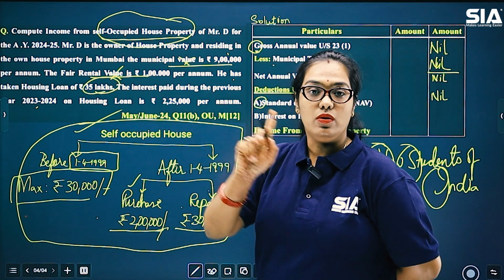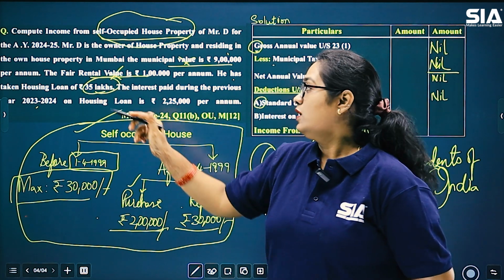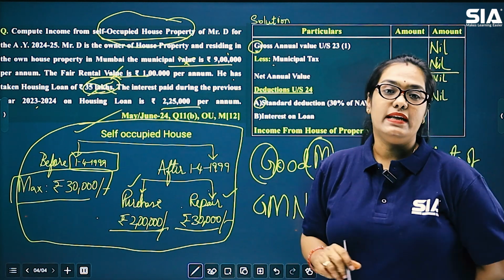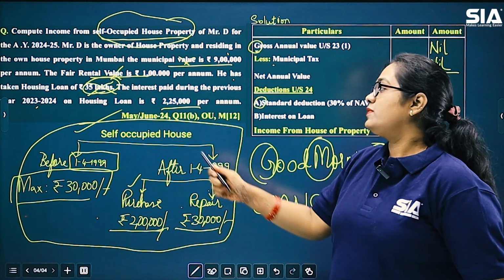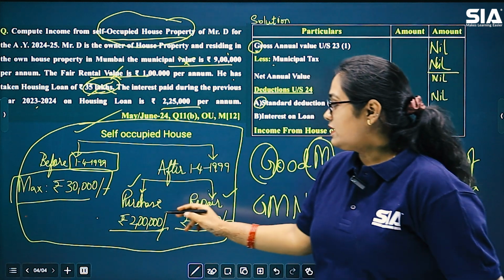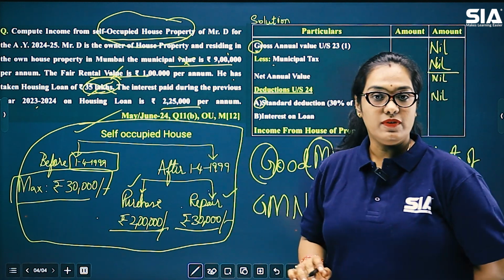Deduction is allowed not on the loan amount, only on the interest amount. So this amount you can ignore because our interest amount is directly given to us. So how much will be the interest that will be allowed as deduction? What is this loan taken for? For the purpose of construction.